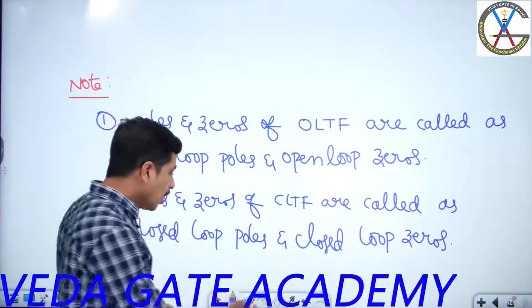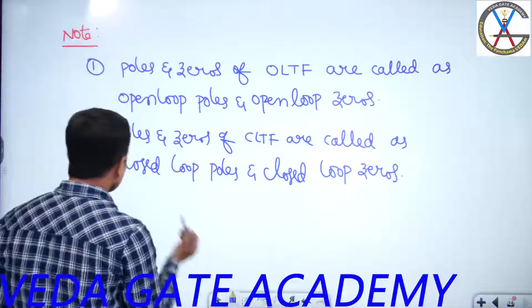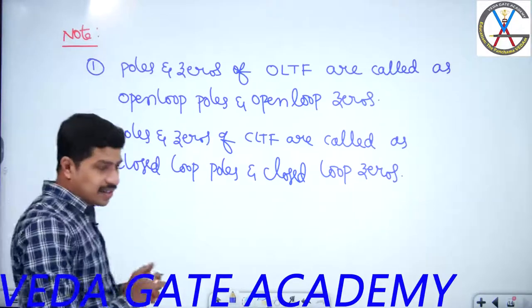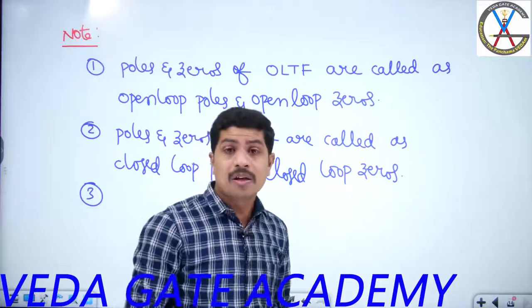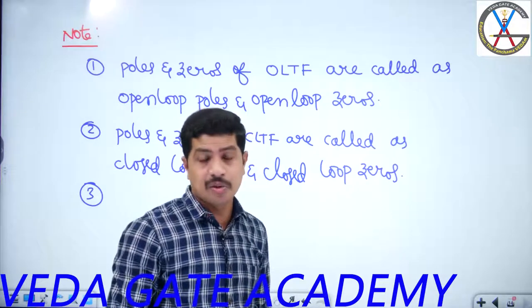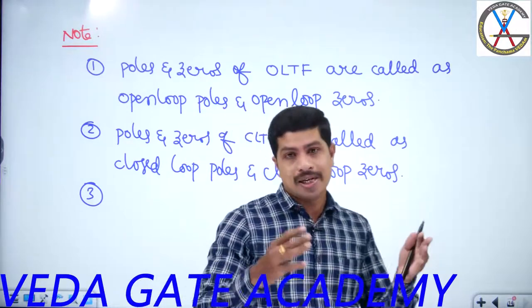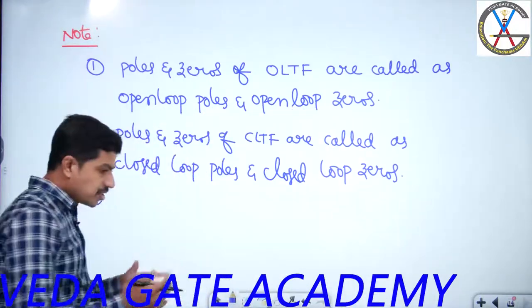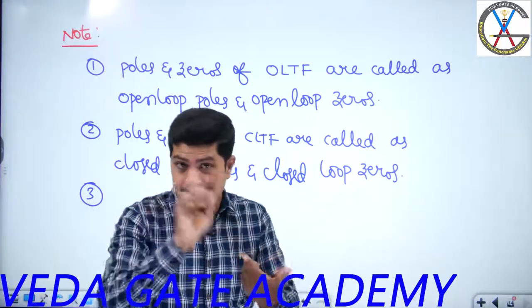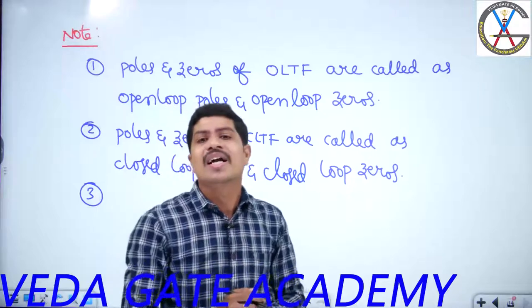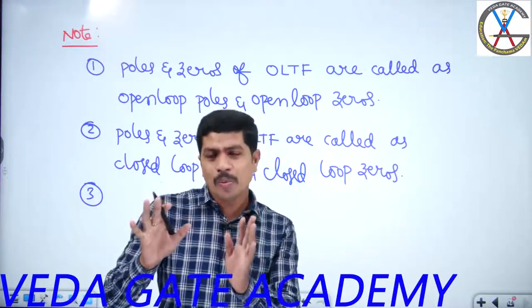One important point I want to discuss here: the denominator of a transfer function is called the characteristic polynomial. If that is made equal to zero, it is called the characteristic equation. This privilege is only there for closed loop transfer function. If you take the open loop transfer function and make its denominator equal to zero, that is not called the characteristic equation, because it is not giving the system poles. It is giving open loop transfer function poles.